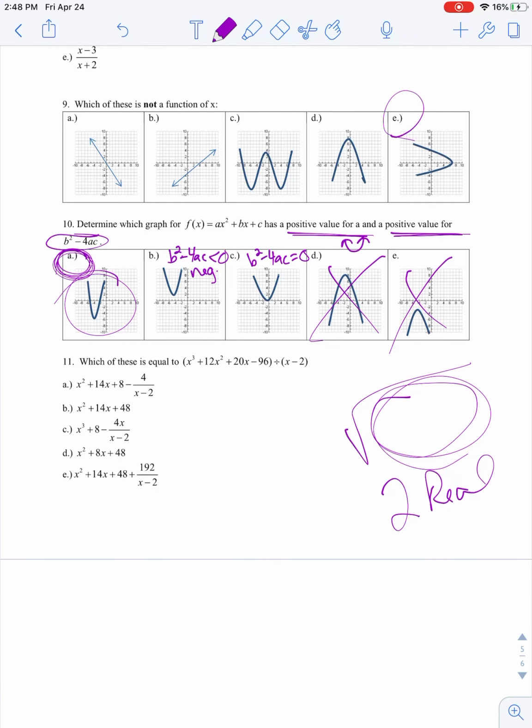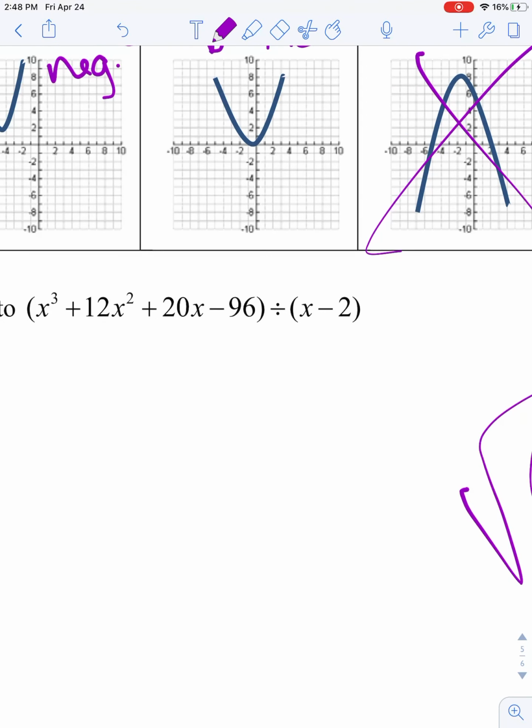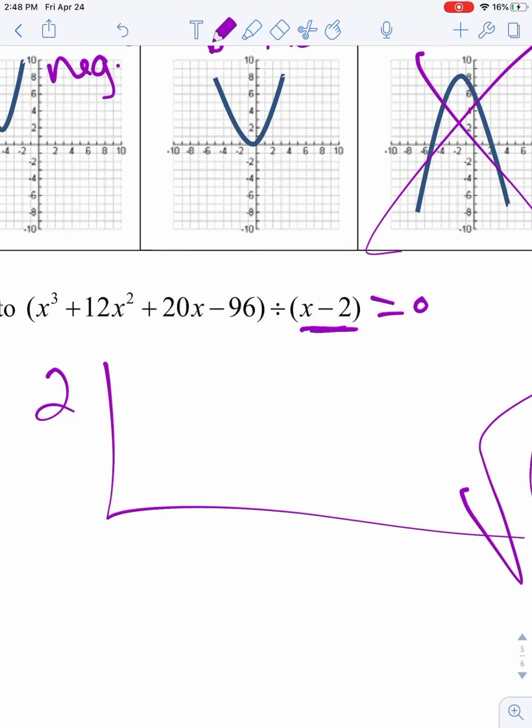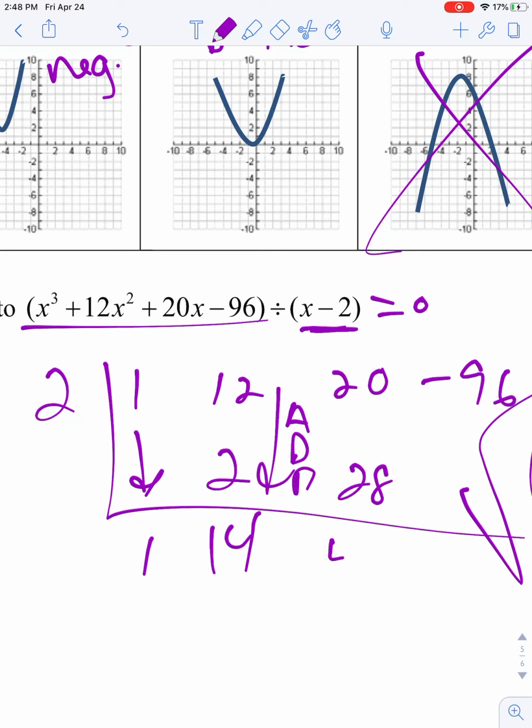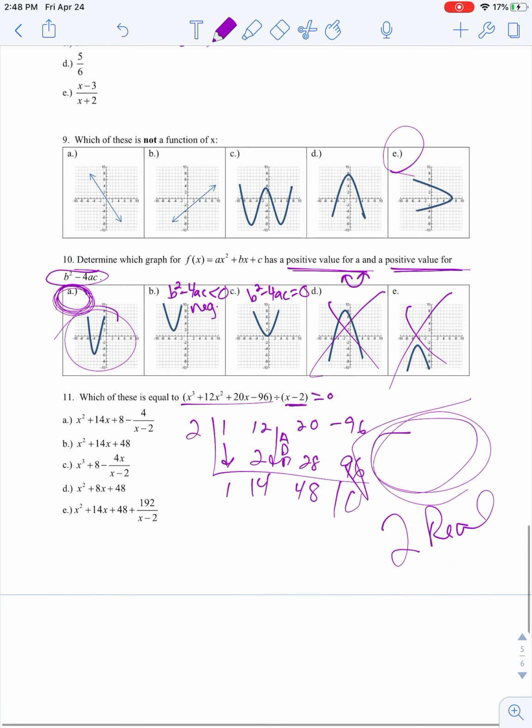And this last one, which of the following is equal to? Again, you're just doing synthetic division. Set this equal to 0. I have the 2 out front. Now I do the coefficients: 1, 12, 20, negative 96. Start with bringing down the 1. Multiply. Add. Multiply. Add. Multiply. And there's your remainder. So I think it's just going to be no remainder on that.